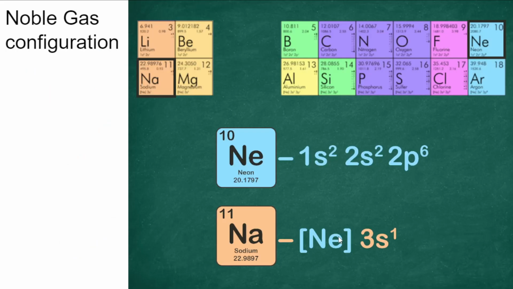There's a shortcut that we will not be using, but I need to at least acknowledge it. It's called the noble gas configuration. Instead of writing out the full configuration for an atom, you can write in brackets the symbol for the noble gas that comes before it. In the case of sodium, sodium is right here, number 11. Neon is the noble gas that comes before it. Neon's configuration is 1s2, 2s2, 2p6. So instead of writing 1s2, 2s2, 2p6, 3s1 for sodium, we would just write [Ne] 3s1.